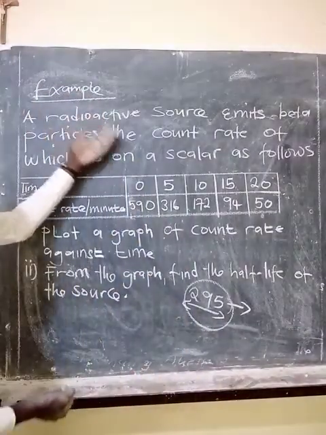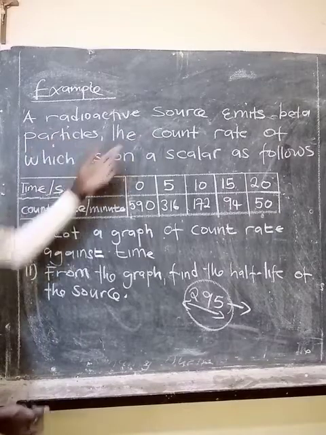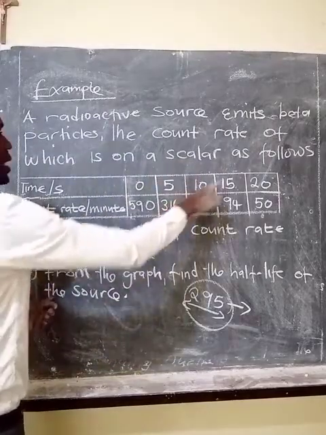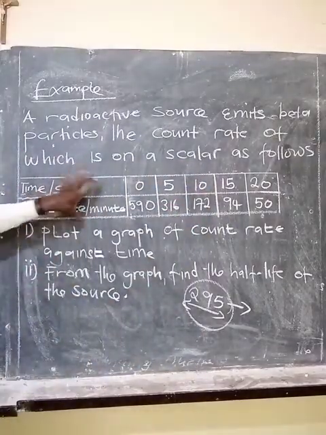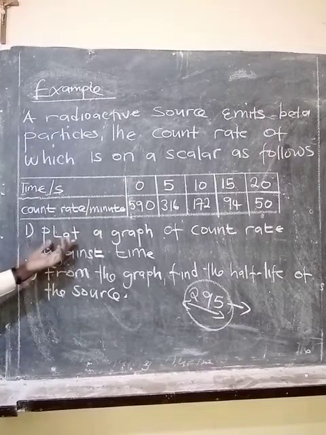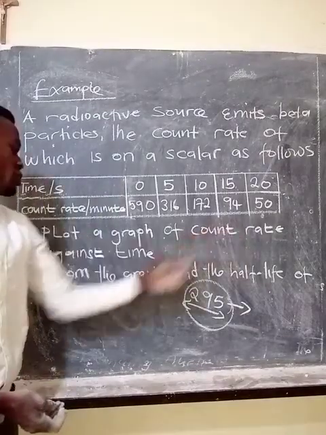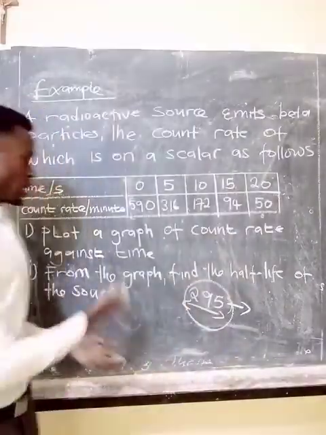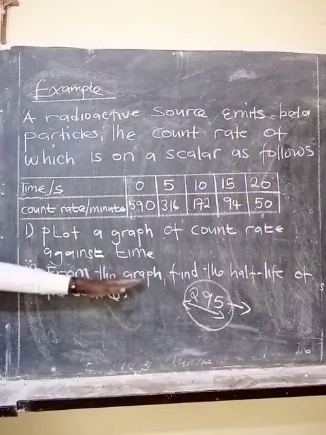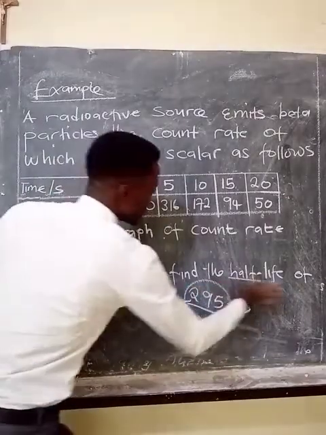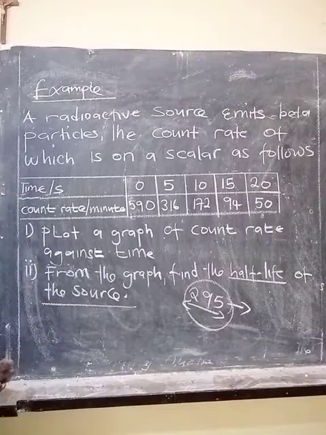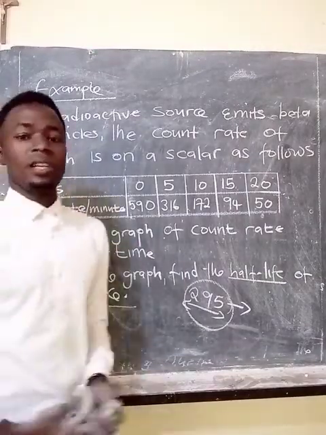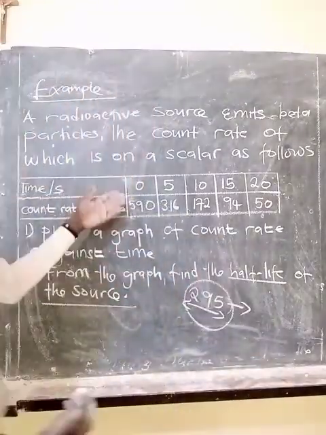So the question says a radioactive source emits beta particles. The count rate over time is as follows. So this is what has been given. The first question says plot a graph of count rate against time. So it's just a matter of plotting. Once you plot, then you go to the next question. From the graph, find the half-life of this source. We need to find the half-life. So how do we find the half-life using the graphical method? That's what we are going to do.